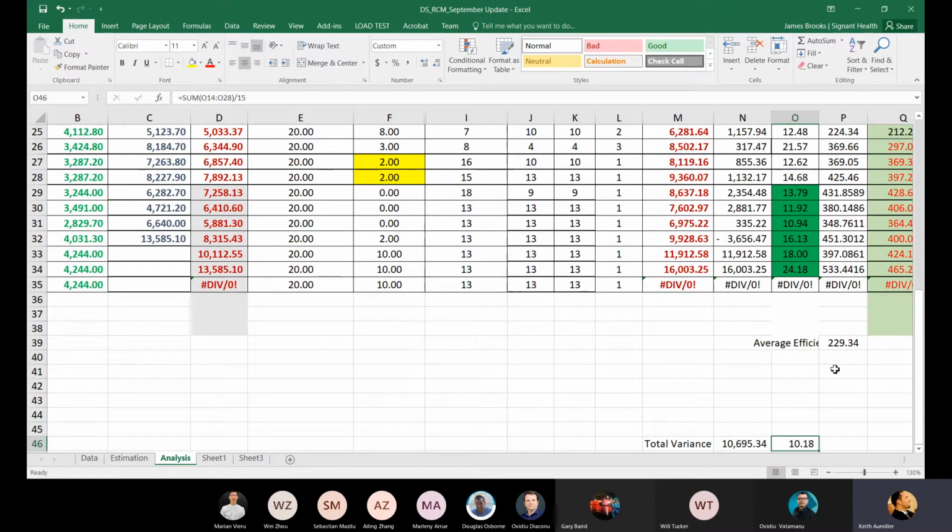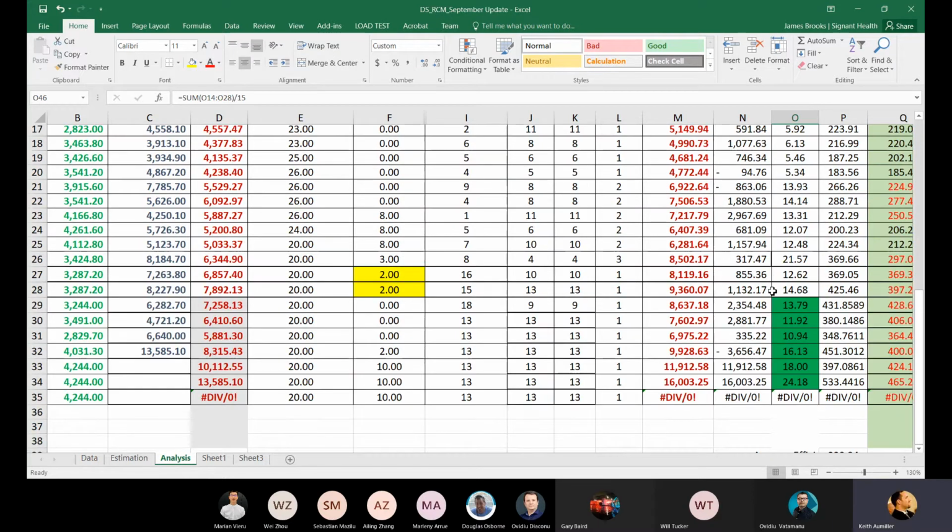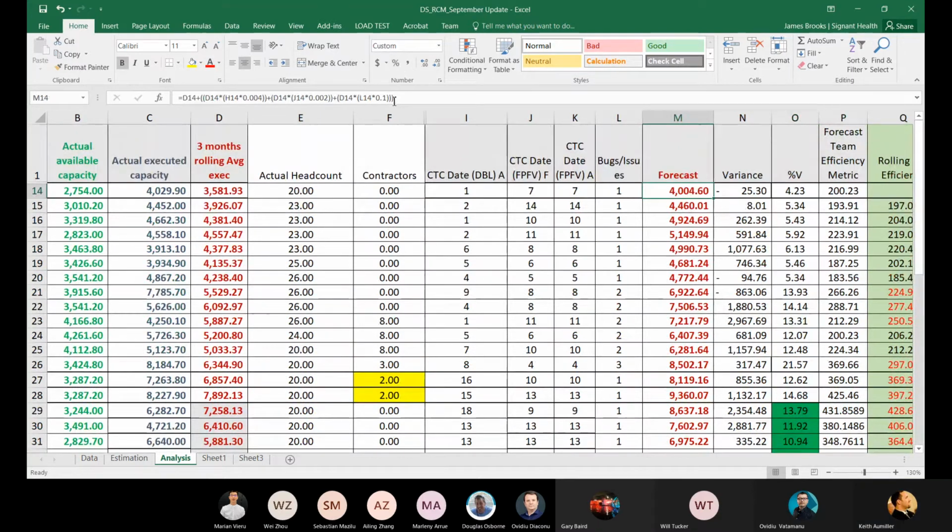Right now it's 10.18. This is a measure of how good my model is. Its variance month over month is off by 10% on average. Sometimes more, sometimes less, but on average I'm usually off by about 10%. So let's mess with our model.